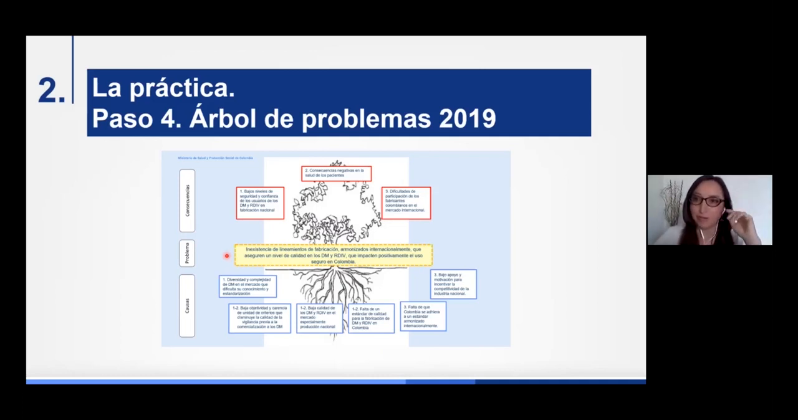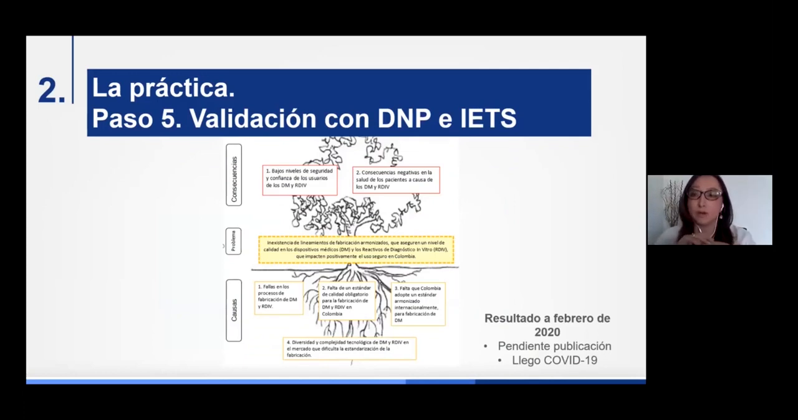And so we understood we were ready for the next step, but we also needed the validation with other stakeholders like the National Planning Department. And so at that time, we were going with this ministry that was working to ensure and understand the problem related to medical devices and IVDRs to define policies. So we had a lot of information that had changed. And with all these stakeholders, we could improve or synthesize this exercise we were carrying out. And these results were reached in February 2020 when we had the validation with the GMP and IETS, with 4 causes and 2 consequences in a tree that we were ready to present.